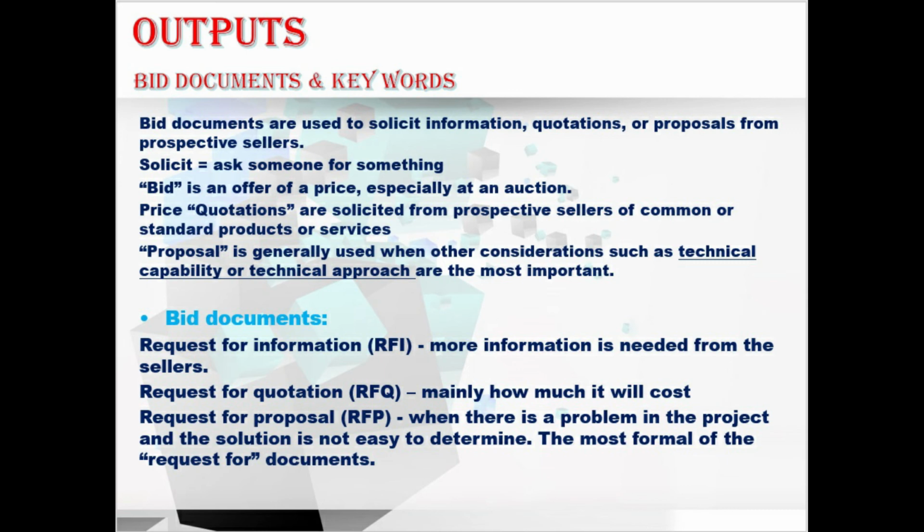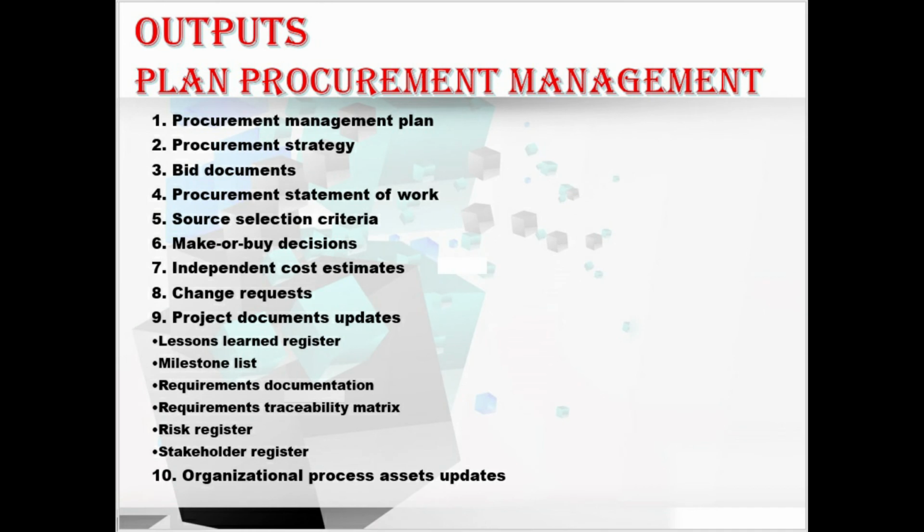Let's move to the next output, procurement statement of work. What is procurement statement of work? The statement of work, SOW, for each procurement is developed from the project scope baseline and defines only that portion of the project scope that is to be included within the related contract. Hope you understood this output.